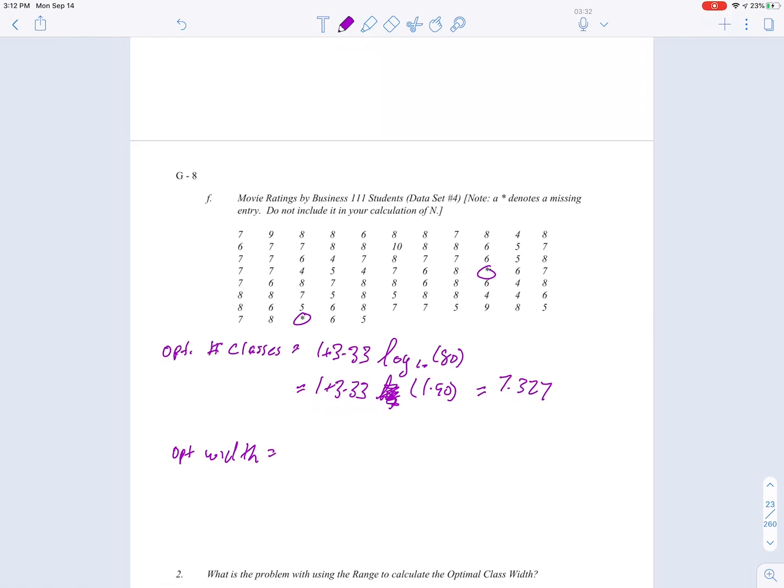Then we would say the optimal width is equal to the high minus the low over the number of classes. So that's going to be, if you take a look at here, the highest is 10 and the lowest is 4. You'd have to do a sort or take a look through all the numbers there, but that's what you'll have, over 7.327, and that comes to about 0.82. Now, what this tells me here then is that we should have classes of width 1. And again, you might look at this and say, well, duh, isn't that obvious? I mean, why wouldn't you do it this way?